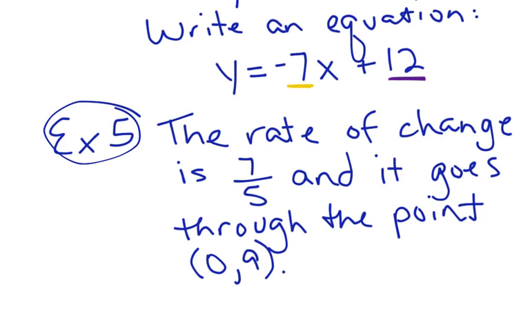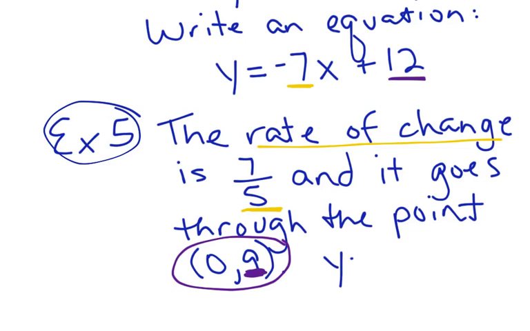I want you to write the equation for this. Hit pause, write it, and then turn it back on. Okay, 7/5 is my slope, because remember, rate of change is the same thing as slope. Now, my y-intercept, this is the ordered pair for my y-intercept, but the only number I need for the equation is the 9. So your equation should be y equals 7/5 x plus 9. Okay? Alright, let's move on.